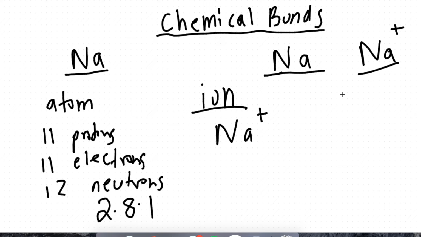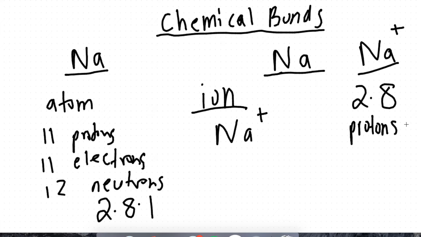So when the sodium atom loses this one electron, its electronic configuration becomes 2.8. This is the electronic configuration of sodium atom. Now, when we look at this, what is the number of protons, electrons and neutrons for sodium ion?